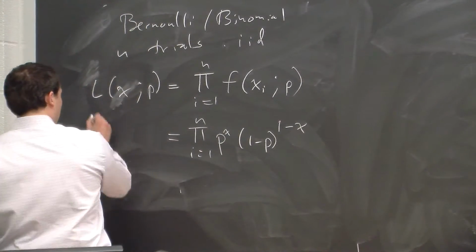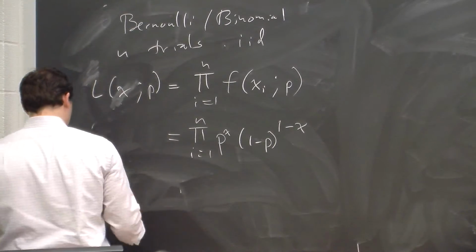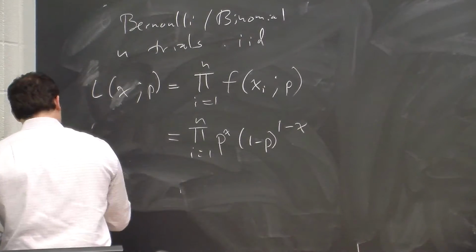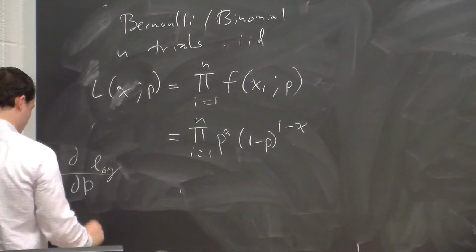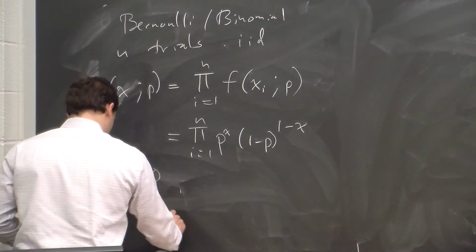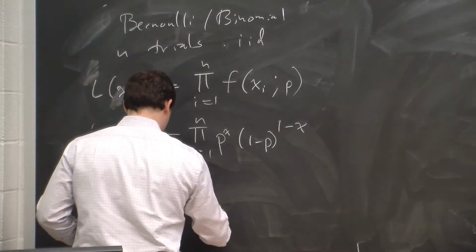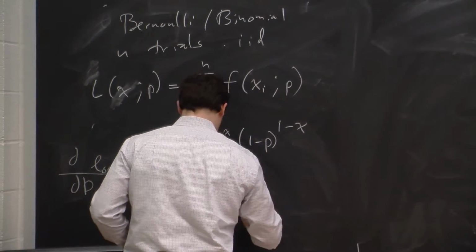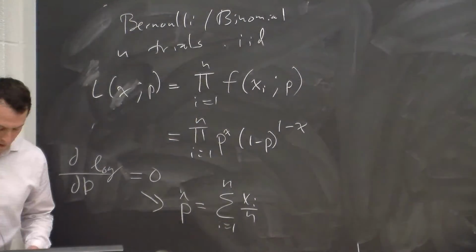And I can take the log of this function, and then this becomes a sum, and I can take the derivative with respect to p, and I set that equal to 0, and I solve that equation, I get what you'd expect, that it's just the sample mean.